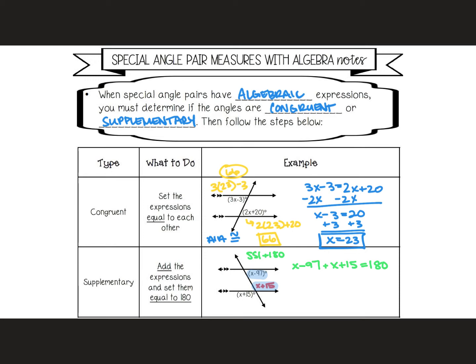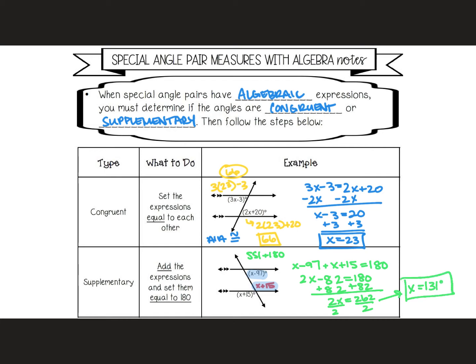So now to solve the equation, I combine my like terms, so I have 2x, and then I have negative 97 plus 15, which is going to be negative 82. And then we'll add 82 to both sides. That gives me 2x equals 262. Divide by 2. And that gives us that x is equal to 131 degrees.